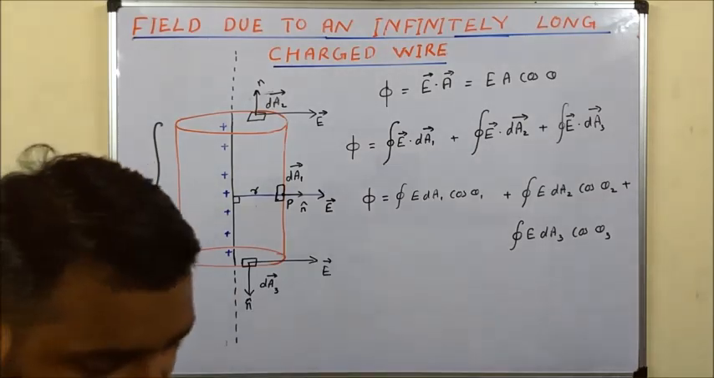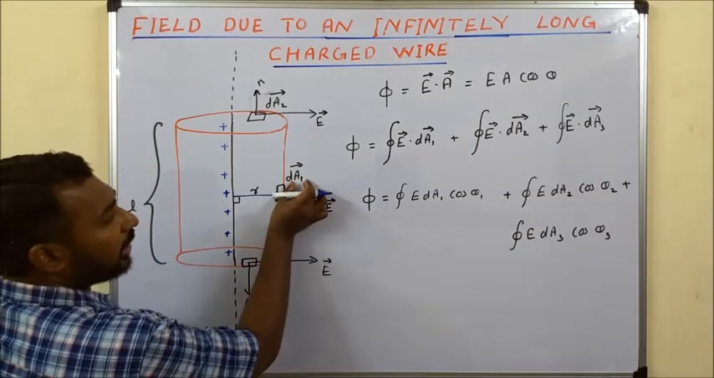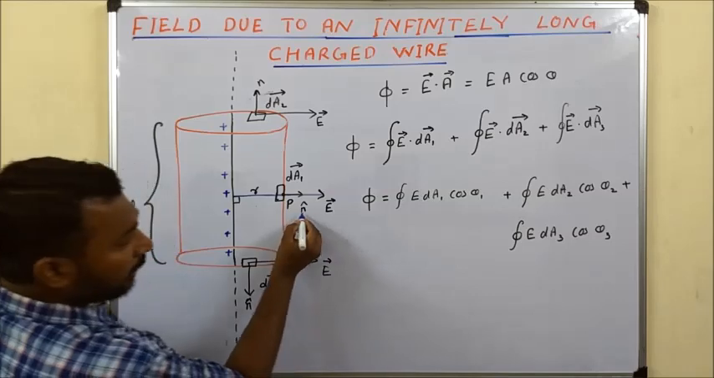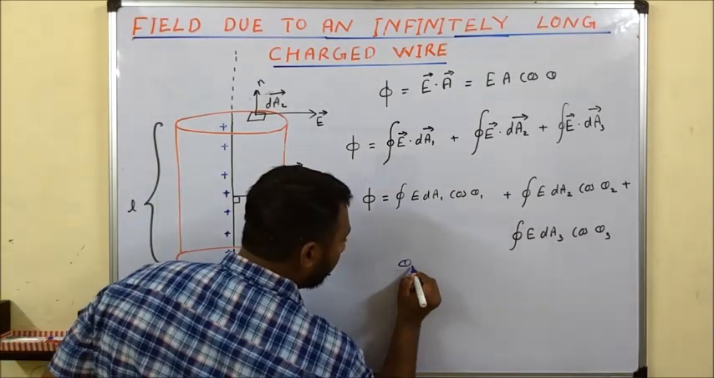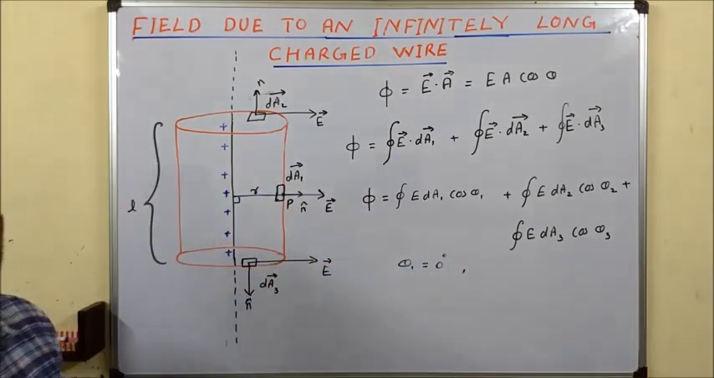Now again look at the surface. Theta 1. What is theta 1? Theta 1 means it's the angle between electric field and dA1 in the first surface. So this is the first surface. So what is the value? So n cap and E are along the same direction. So it's clear that the value of theta 1 is 0 degree.